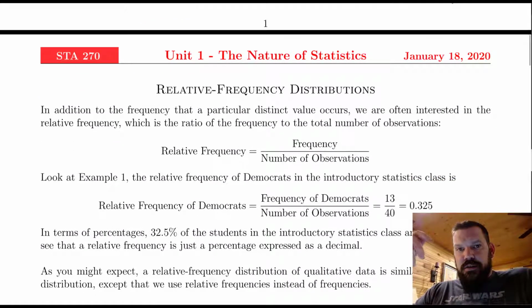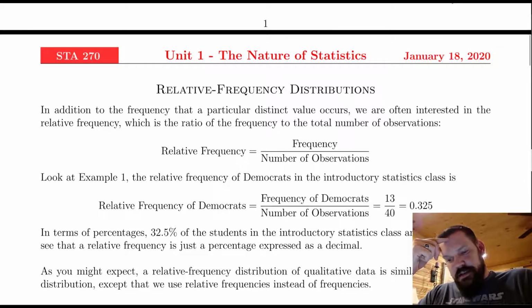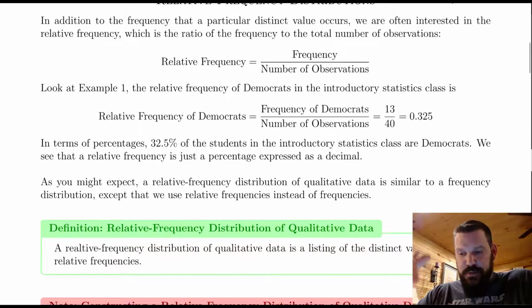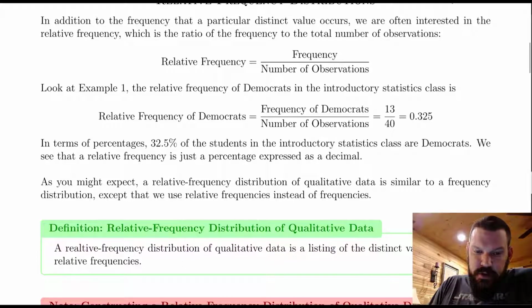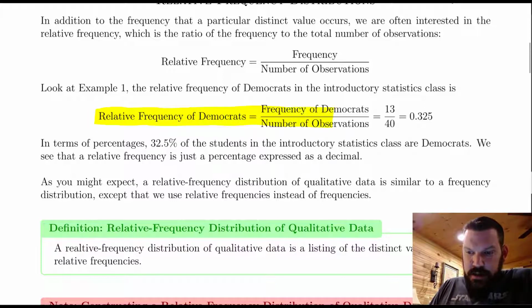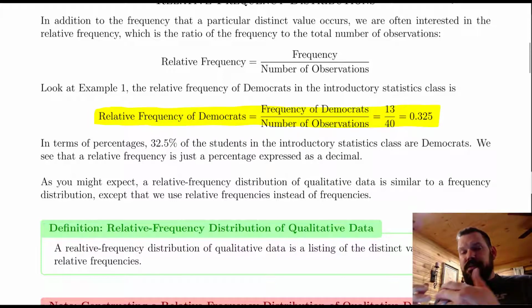The next thing we're going to talk about is what's called a relative frequency, and a lot of times you can simply think of that as a percentage. So we're going to refer back to our previous example. The majority of the time in statistics, you can see right here, the relative frequency of Democrats is the frequency of Democrats, so that's how many we counted, divided by the total number of observations, which was 40. And when we simplify that, we get 0.325. So that gives us the relative frequency for students who claim to be Democrats.